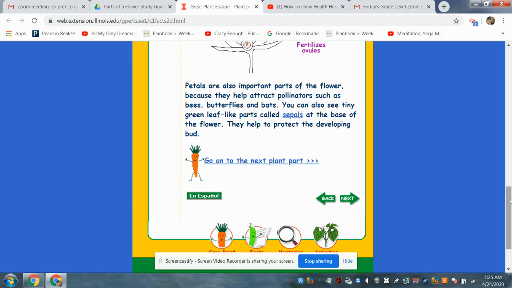So let's say the pollinators together: bees, butterflies, and bats. You can also see tiny green-like parts called sepals at the base of the flower. They help to protect the developing bud.